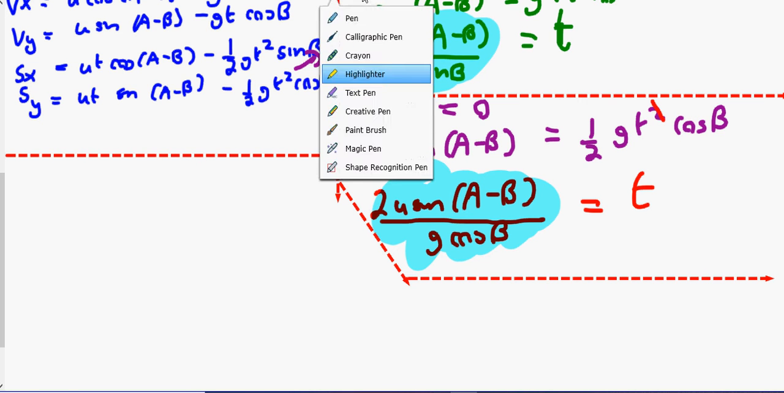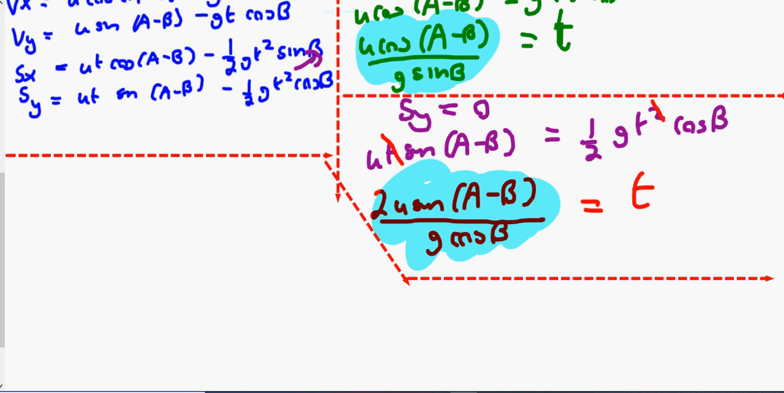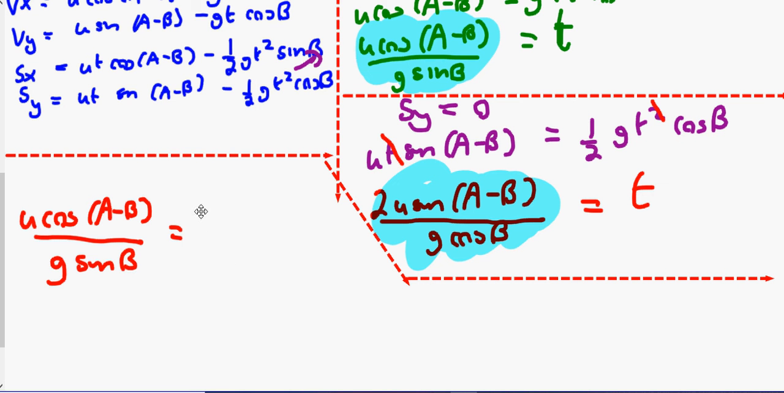Next part of the question, which we'll do in red pen. It's going to be u cos(alpha minus beta) over g sine beta equals 2u sine(alpha minus beta) all over g cos beta. Now, I'm looking to make sine over cos, sine over cos. So what would be my move?